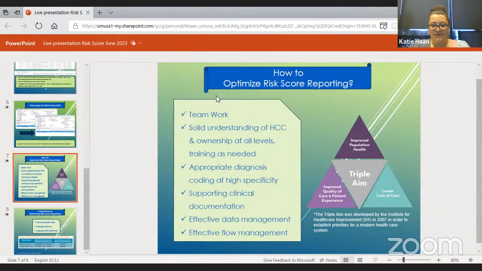So how do we optimize this? We all work together as a team. We have a solid understanding of the HCC ownership at all levels. We make sure that the appropriate diagnosis coding is at the highest level of specificity. So again, do they have diabetes or do they have diabetes with polyneuropathy or anything else? We want to make sure that the clinical documentation supports that. That really is the most important thing, to make sure that our notes are reflecting the accurate diagnosis for the patient. Effective data management and effective flow management. So we work all together to make sure that that goes into effect.